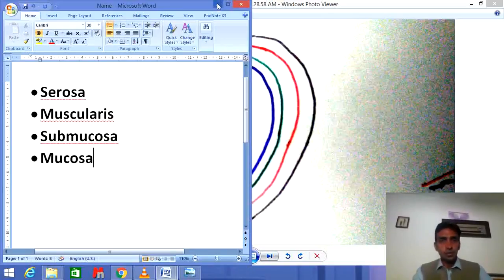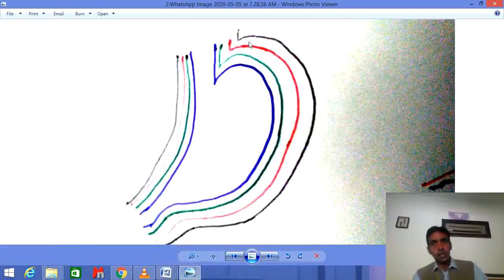Coming toward the function of each one, the serosa is a fibrous layer which is just responsible for protection, giving boundary to the stomach. The second layer is the muscularis. The muscularis layer is composed of three main layers. It is made up of smooth muscle, but three types of smooth muscle.